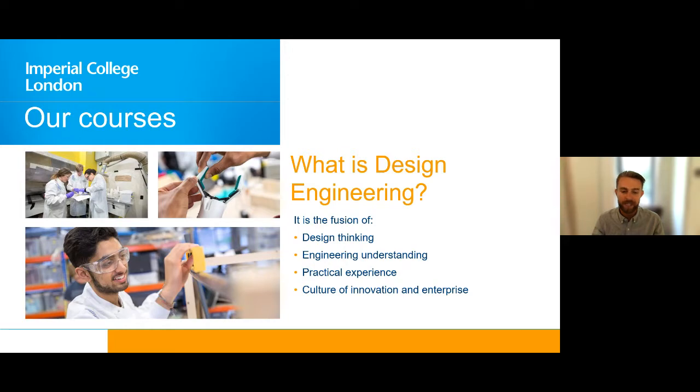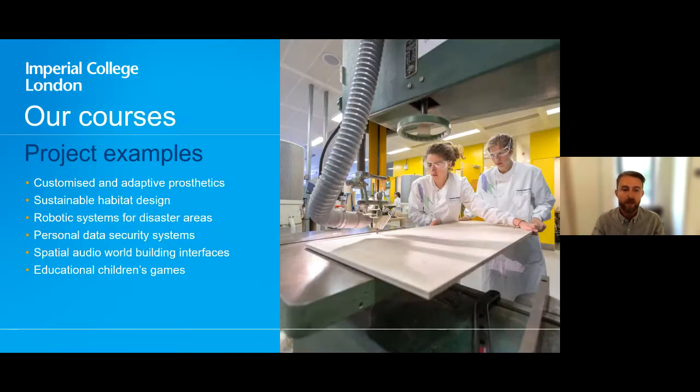So what is design engineering? We like to think of it as the fusion of design thinking, engineering understanding, practical experience in a culture of innovation and enterprise. Well, those are nice words. What do they mean in practice? So here are some examples of projects. Customized adaptive prosthetics, sustainable habitats, robotic systems for disaster areas, personal data security, spatial audio for world building, educational children's games. Now, that, I think you will agree, is quite an eclectic mix of things, a very strange mix.